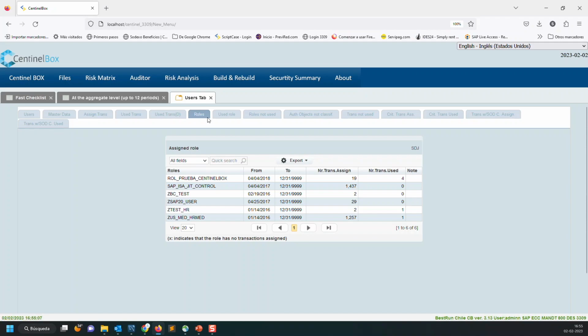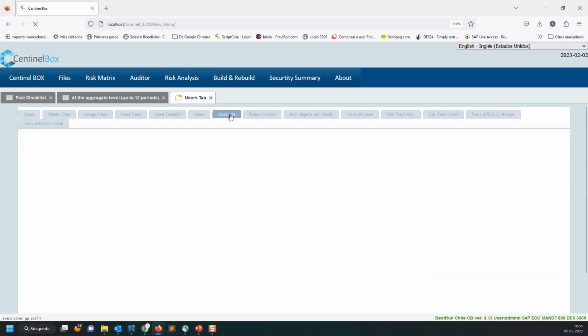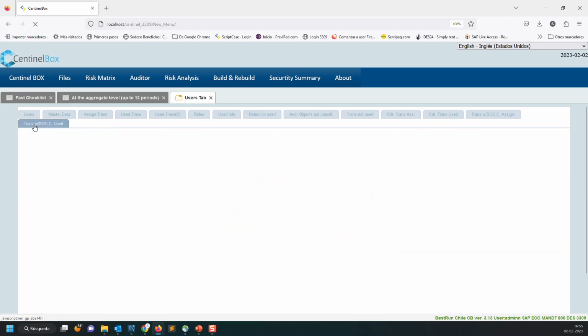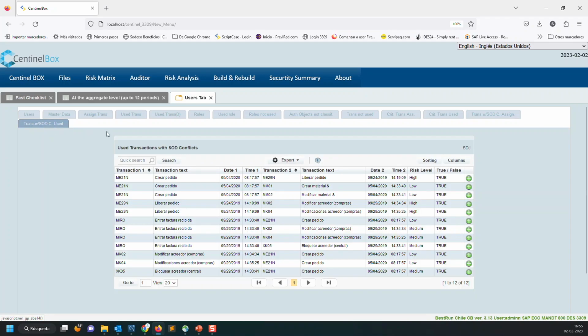Then we can see the transactions used and, by pressing the plus sign, the detail in which the transaction was used. We can also see the roles assigned and the ones used by the user. Similarly, we can view the unused roles, unused transactions, and SOD conflicts by accessing the transactions in conflict with SOD and reviewing the details of their use.